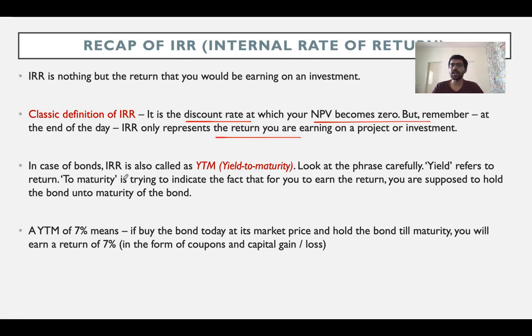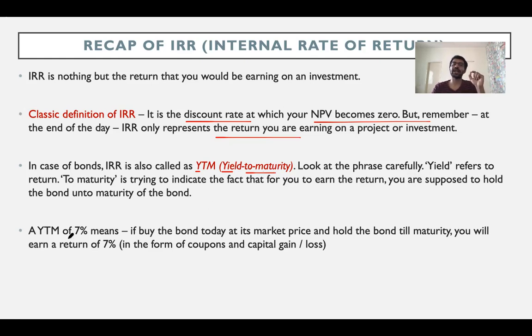Now, if you carefully look at the word, it says yield. The meaning of yield is nothing but the return, right? IRR was also the rate of return on an investment. YTM, or the yield to maturity for a bond, is also nothing but return, right? It is the return that you would be earning when you invest in that particular bond, but it's called as yield over here. And then there is something called as to maturity. What we're trying to indicate by to maturity is if you buy the bond today and also hold it up to maturity, then this is the return that you would be earning on that particular bond.